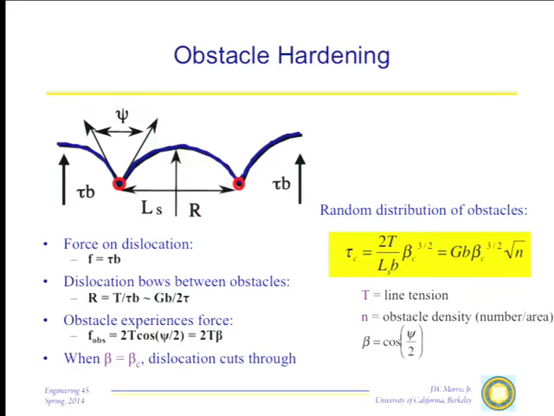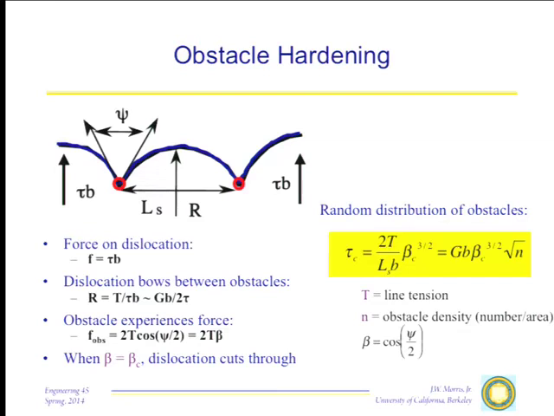If you assume these obstacles are randomly distributed on the plane, then you can in fact calculate, Jacques Friedel did it back in the early 60s, we did it by computer simulation in the early 70s, you get that the critical resolved shear stress turns out to be given by a fairly simple formula: twice the line tension of the dislocation, divided by the mean spacing between the obstacles, that's just L_s, the Burgers factor b, the critical angle beta c to the 3/2 power. If I use the approximation that the line tension is 1/2 G b squared, then this turns out to be the shear modulus, the Burgers factor b, the obstacle strength to the 3/2 power, the square root of n, where n is just the areal density, the number of obstacles per unit area on the plane.